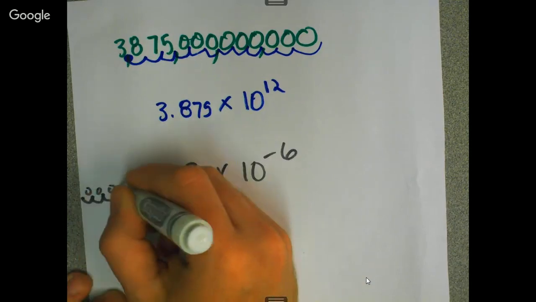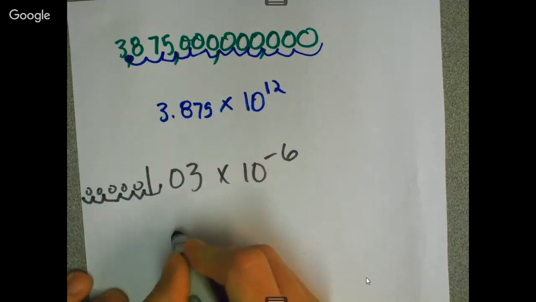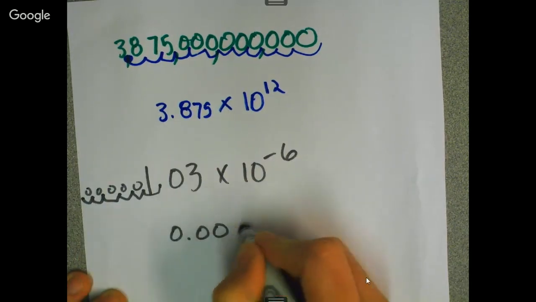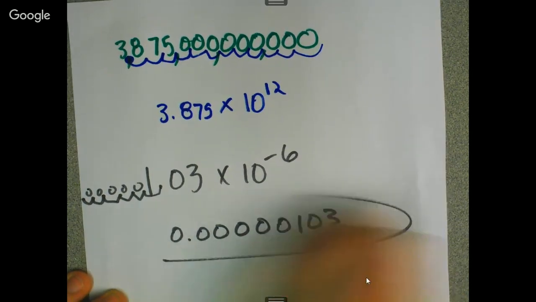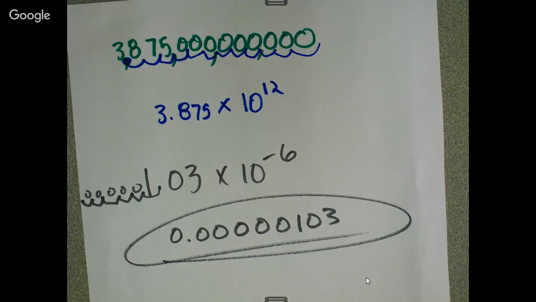And then put in your zeros. So that is 0.000000103. And that is your really small number.